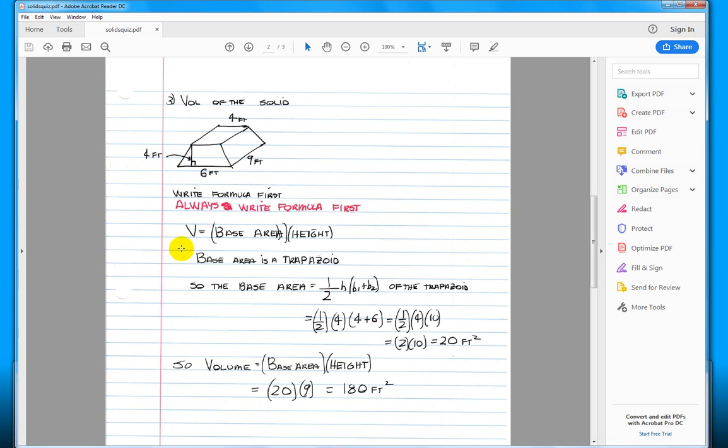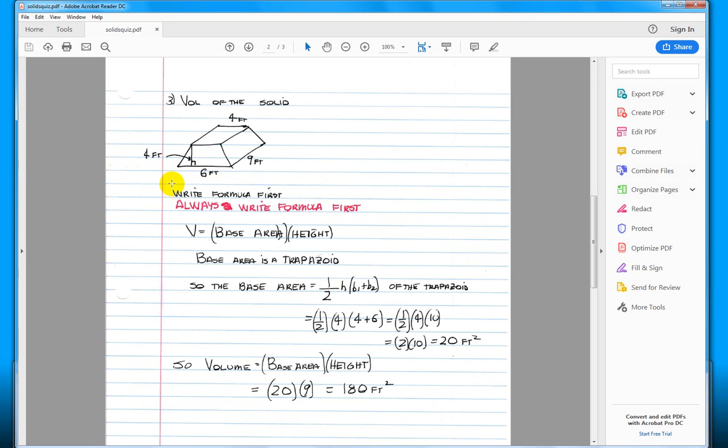The volume of these prisms is always the same. It's base area times its height. When you do the reassessment, make sure you write down base area times the height. Now the problem is you have to find out what the base area is. Well, that's where the area formula for a trapezoid comes in.